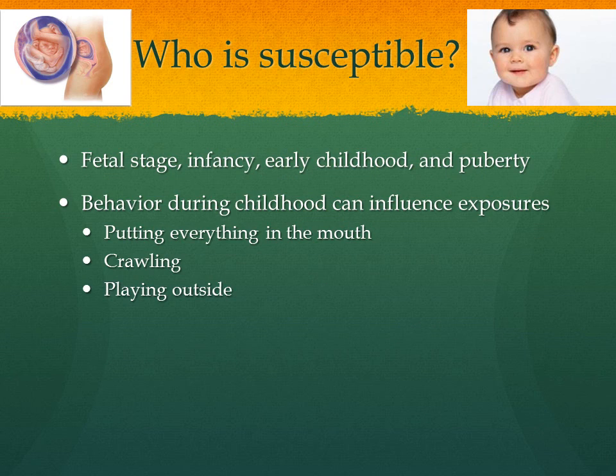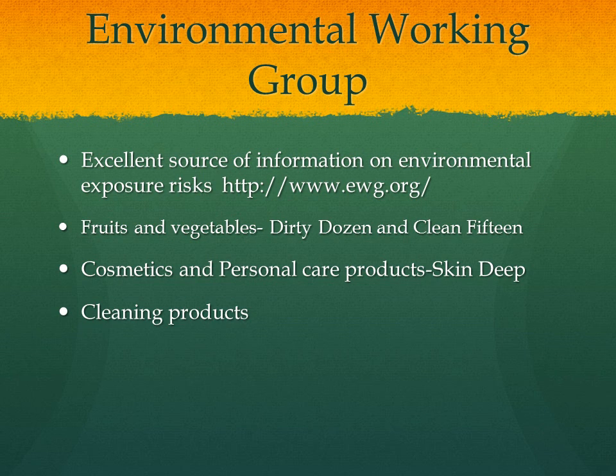So who is most susceptible to these pesticides? There are a few developmental stages that are most susceptible: the fetal stage, infancy, early childhood, and puberty. Some behaviors that increase exposure during childhood are children putting everything in their mouth, crawling on the ground, and playing outside, being exposed to air pollutants and playing closely with the ground and fertilizers in the grass. As mentioned before, the Environmental Working Group is a great organization and website to look up new exposure risks that they may have growing concerns about.